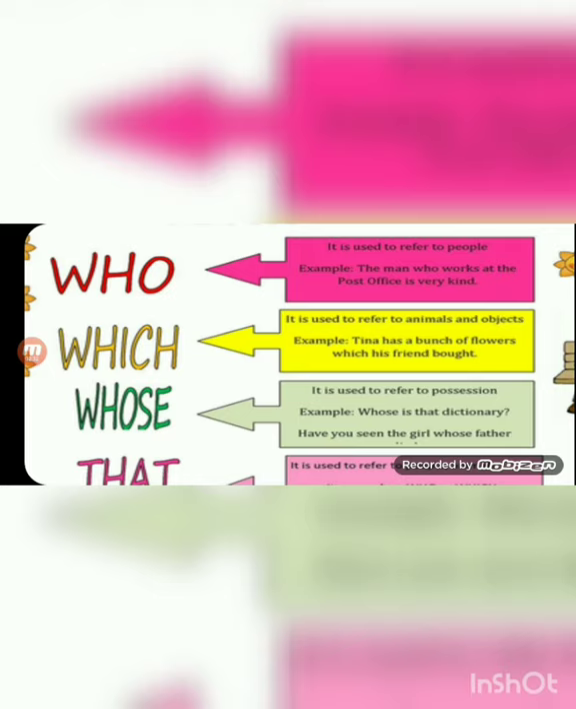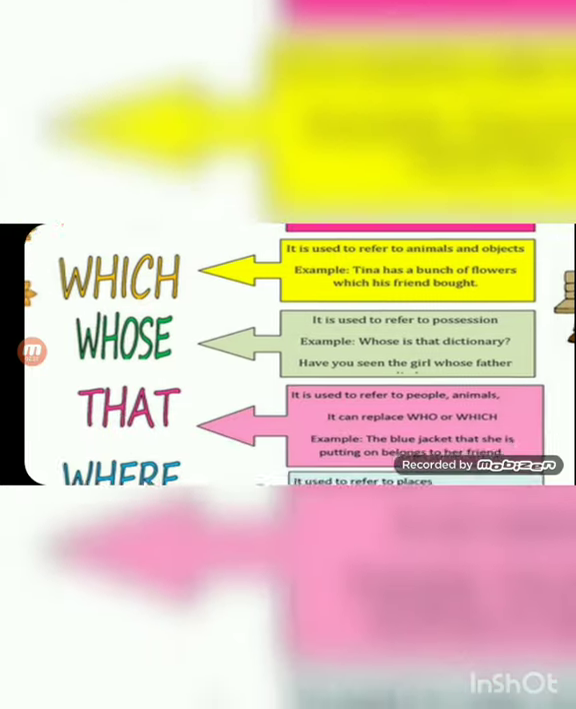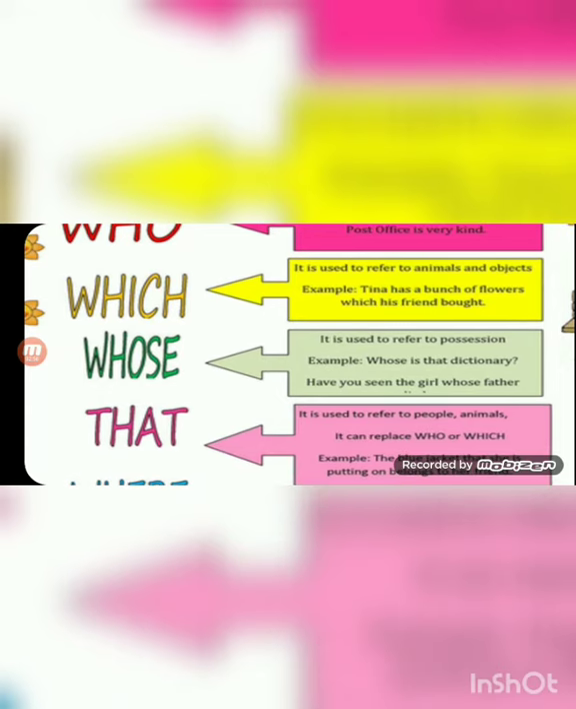Example, whose dictionary? Have you seen the girl whose father? Have you seen the girl whose father we met yesterday? That's what it meant. So we are relating to the previous person or previously seen object. So that is the next relative pronoun.